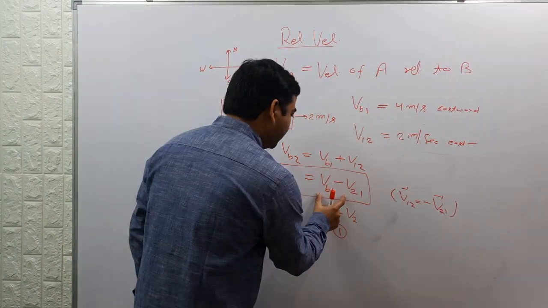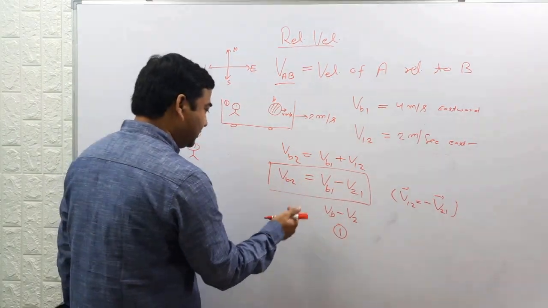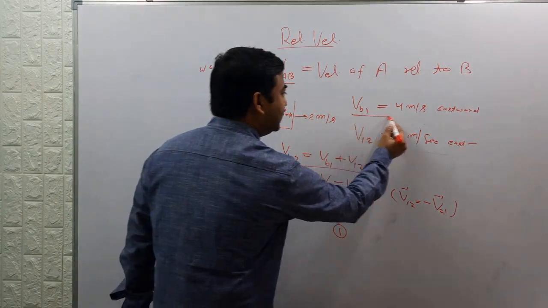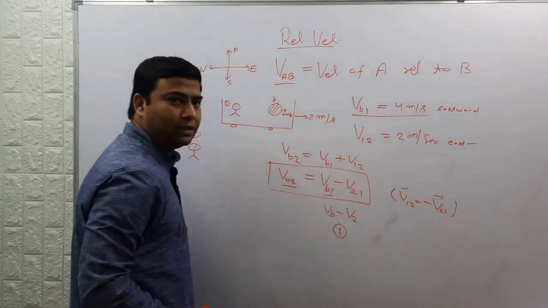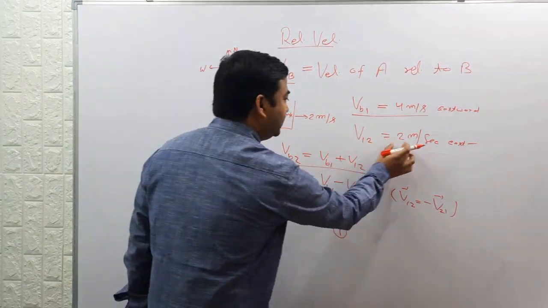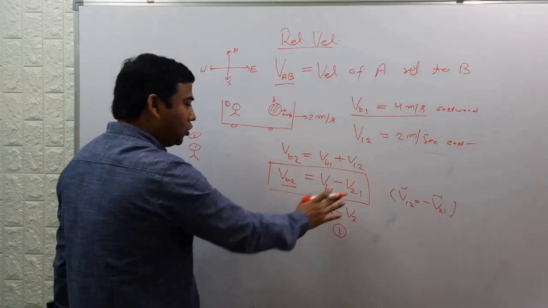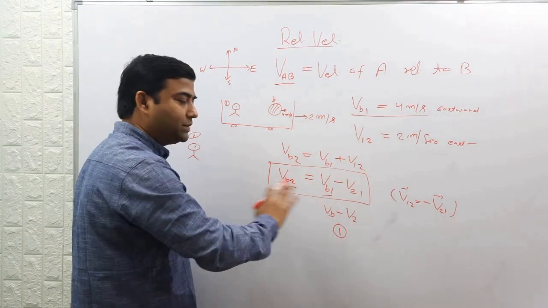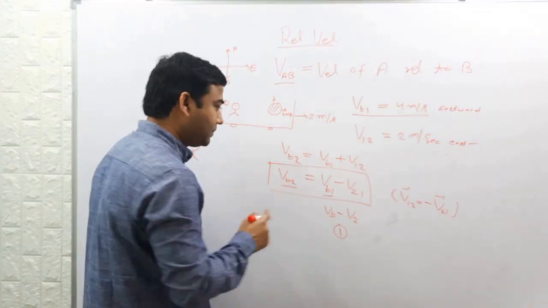Now we will find VB2 with this equation. So what is given? We have to find VB2. VB1 is given. V21 we have to find, whereas we know V12. These always follow the rules of vector addition. Just remember, they are not simple algebraic rules.